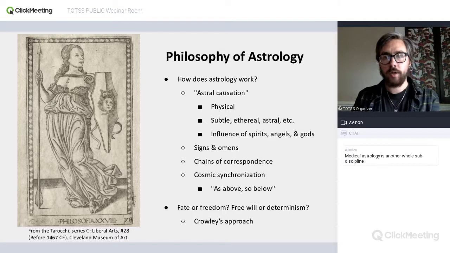All right, and then I don't want to spend too much time on this, but real brief here. I wanted to just bring up some philosophical concepts with astrology. There are lots of other things that we can get into as well, but our two big philosophical questions when we're talking about astrology is, first, how does astrology work?